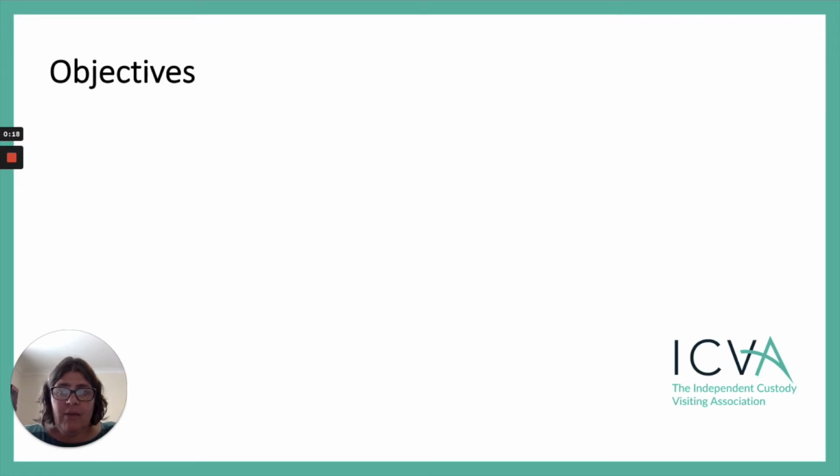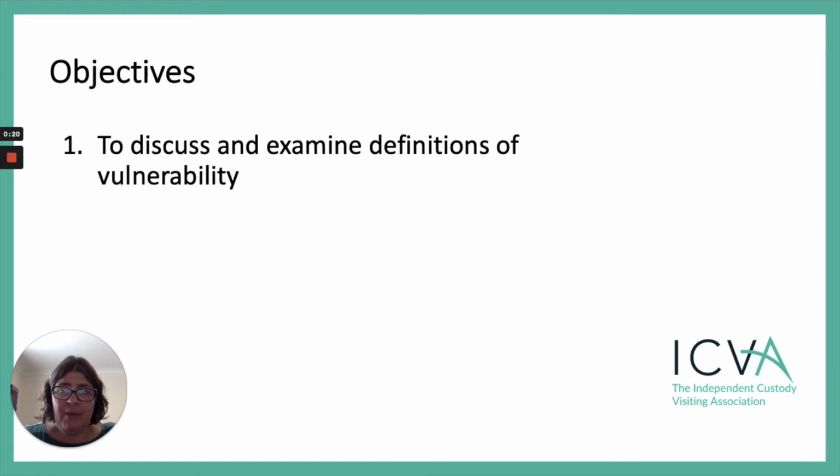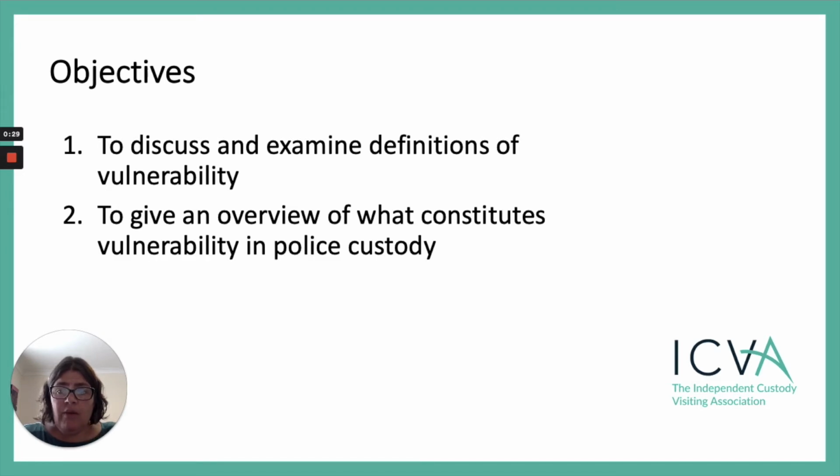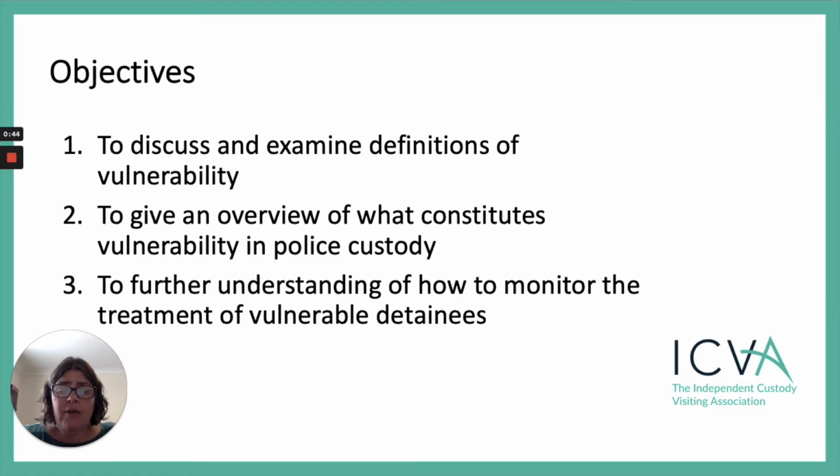So firstly then, we'll take a look at our objectives for the session. We'll be discussing and examining definitions of vulnerability to see what that might look like. We're going to give an overview of what constitutes vulnerability in police custody, and that will include some fairly detailed information from PACE Code C, which is the Police and Criminal Evidence Act Code C, which are the arrangements for detention. And we'll develop a further understanding of how to monitor the treatment of vulnerable detainees in police custody.